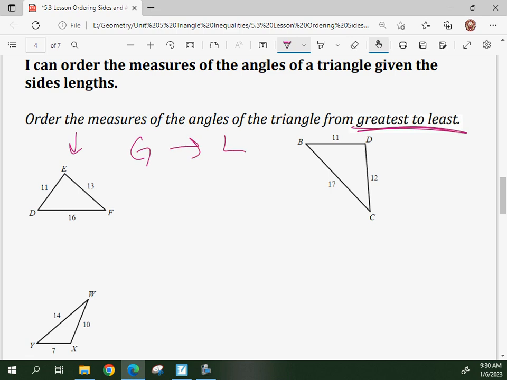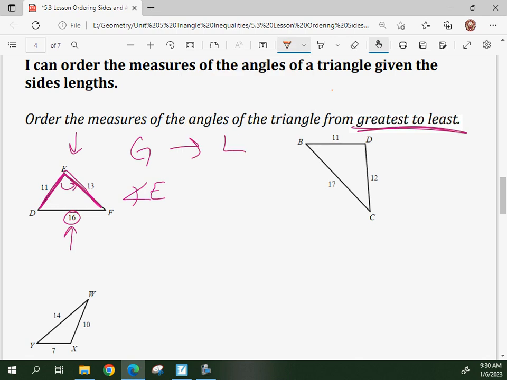I'm going to go look for my biggest side. That's this one that's 16 units long. And so if I do the opposite, I had an arrow in the last ones pointing to that side. And so that means the other two sides make the angle that is affected by this side being the biggest. So that angle is angle E. That is my biggest angle.